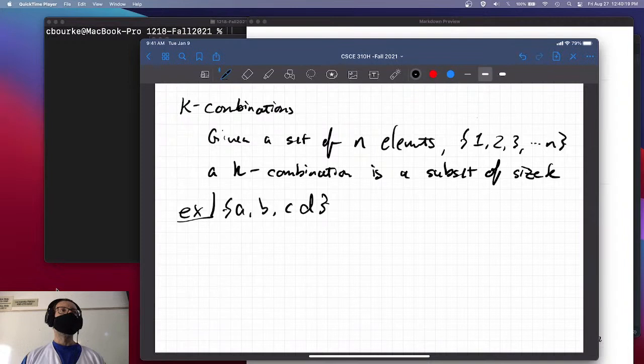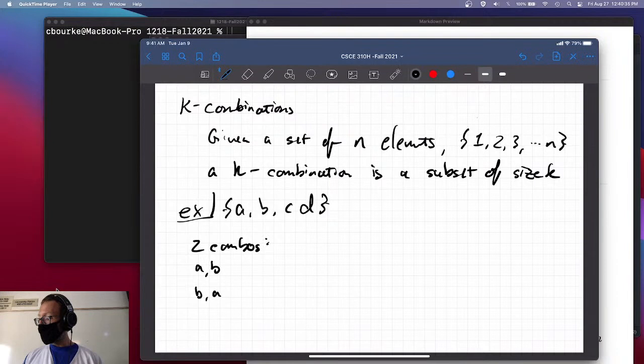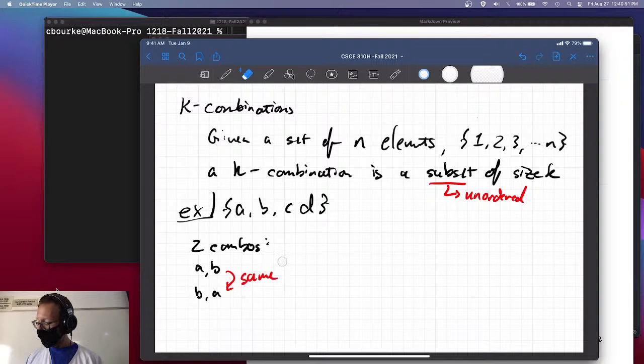I could pair A and B, right? What else? Could I pair B and A? Nope. Well, I mean, I could, but what is a subset? It's an unordered collection. So, in other words, these two things are the same, so we're not going to consider them. So what's another 2-combination here? BC, okay. What else? AC.